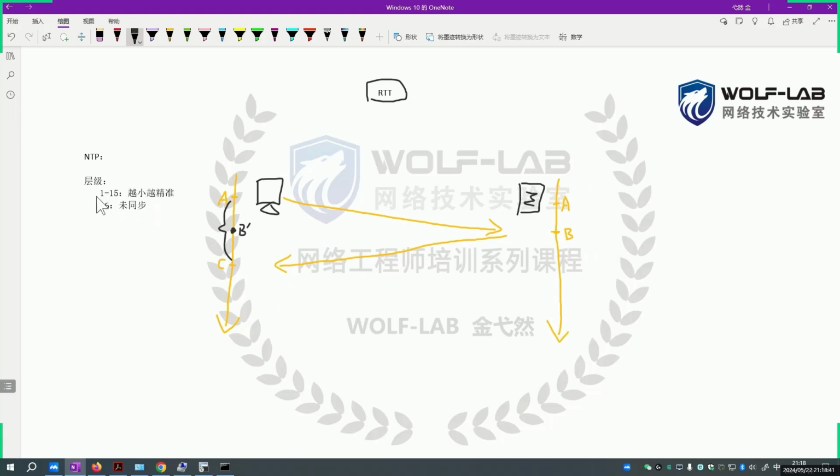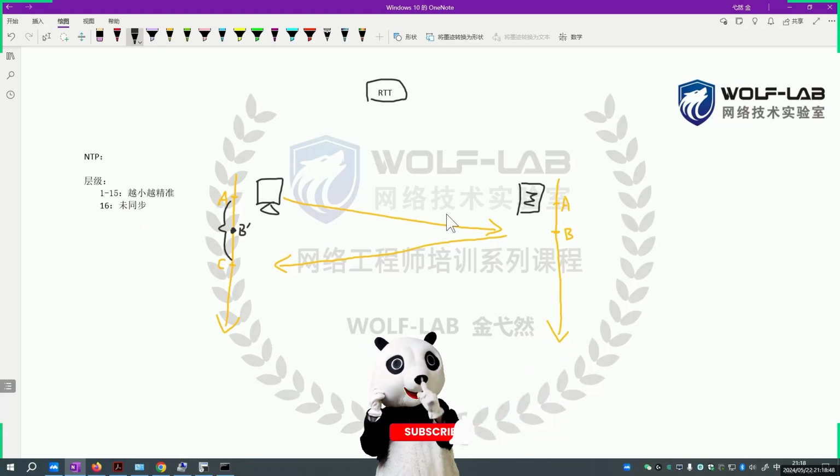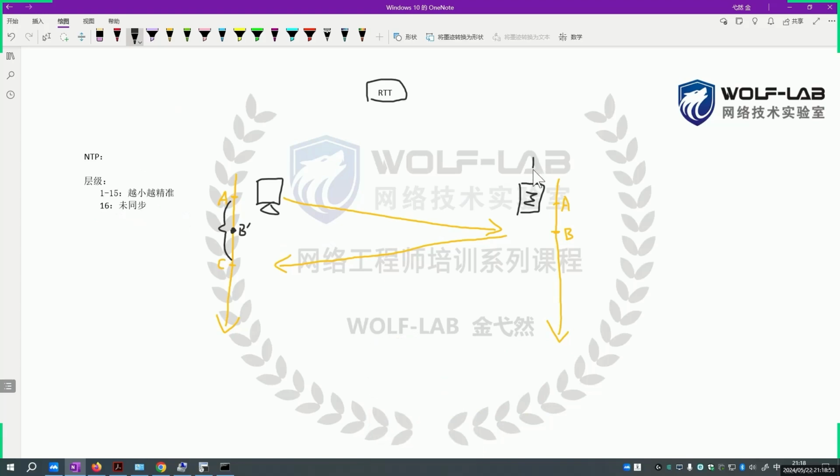If you synchronize with a level 1 server, you become level 2. If the server is level 2, your synchronization would make you level 3. You add 1 level each time you synchronize. If it's 16, that's unsynchronized. Generally, it's between 1 to 15.